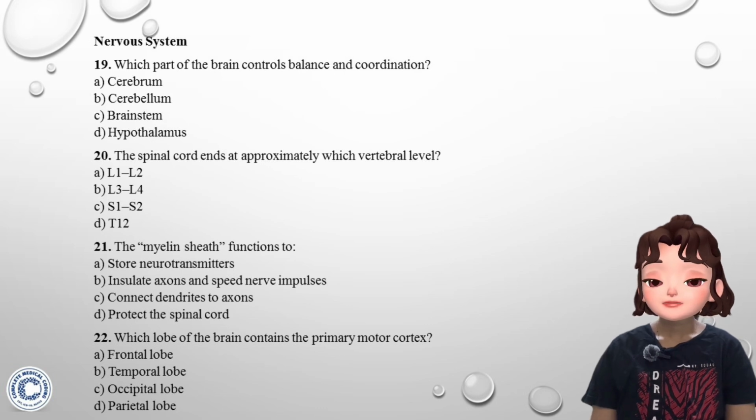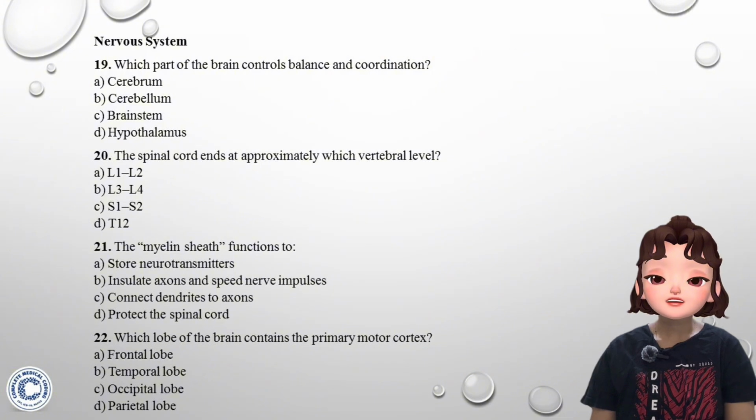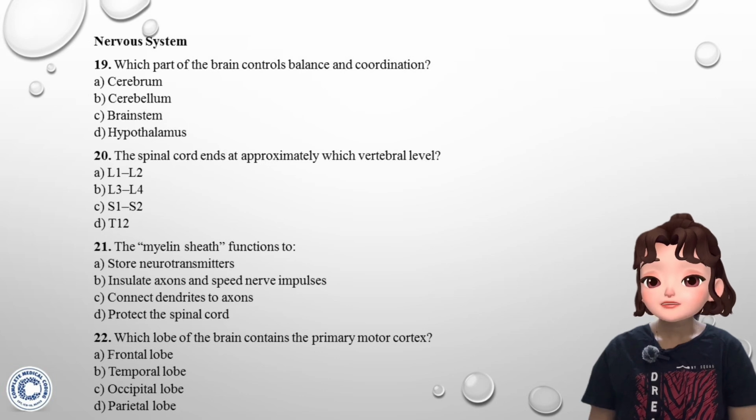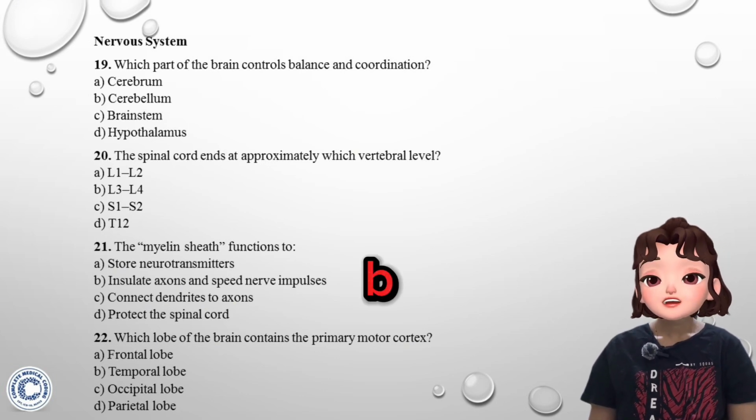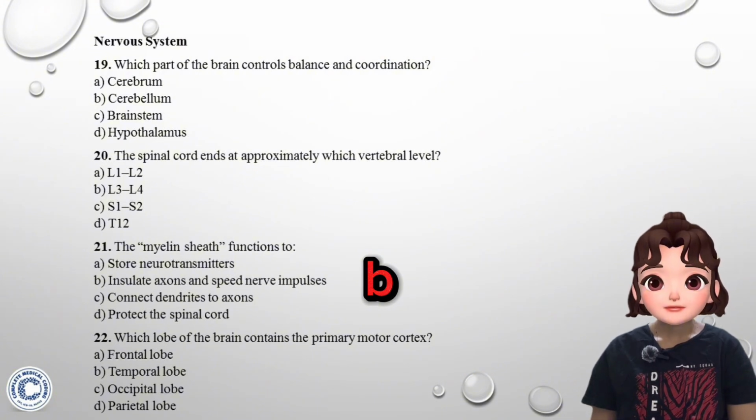Question 21. The myelin sheath functions to. What is the function of the myelin sheath? Option A, store neurotransmitters. Option B, insulate axons and speed nerve impulses. Option C, connect dendrites to axons. Or option D, protect the spinal cord. Answer is option B, insulate axons and speed nerve impulses.